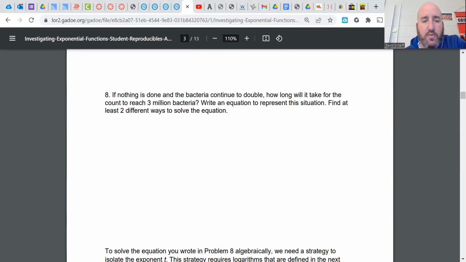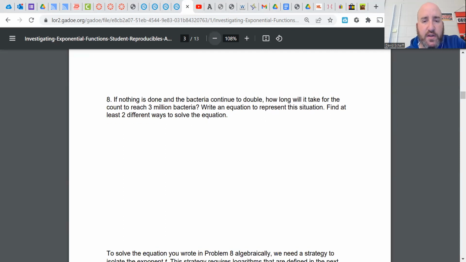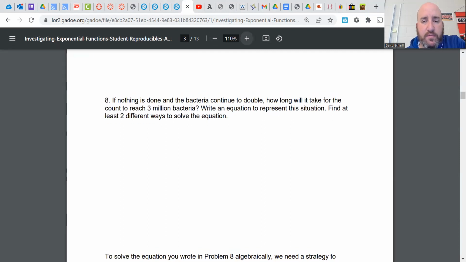So we're now saying 1,500 times 2 to the t power. So when we have this, we could plug in any number of days and calculate the bacteria that we would get. But now I know I'm trying to aim for specifically 3 million bacteria, so I've got to solve for t. Whatever value of t would give me this.